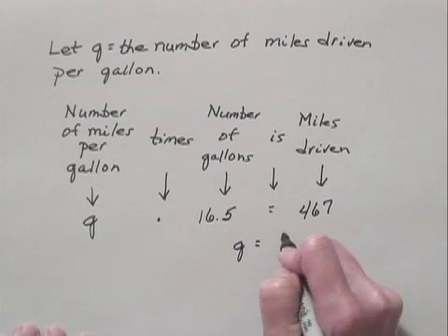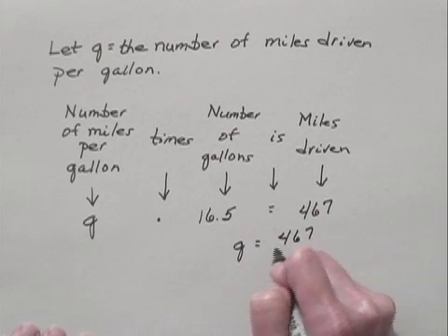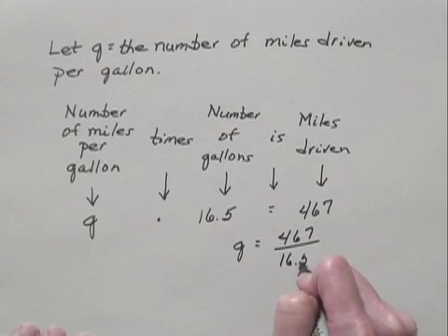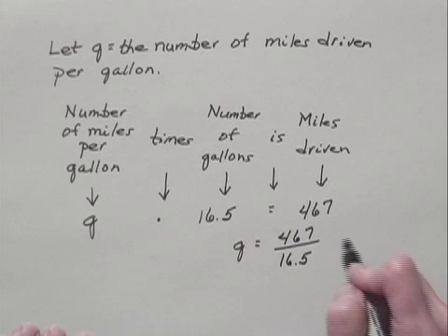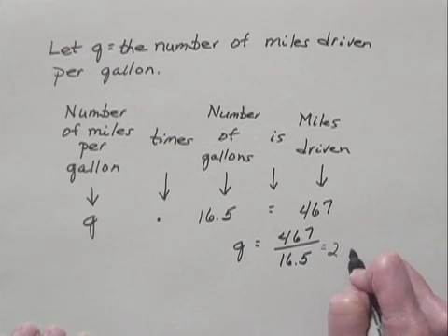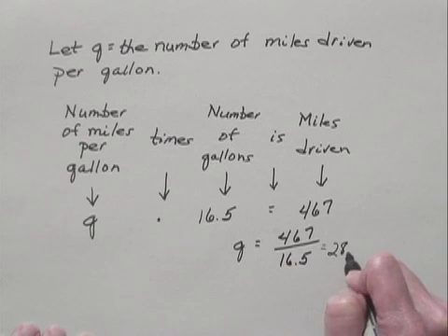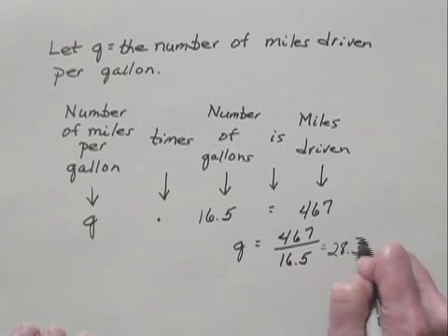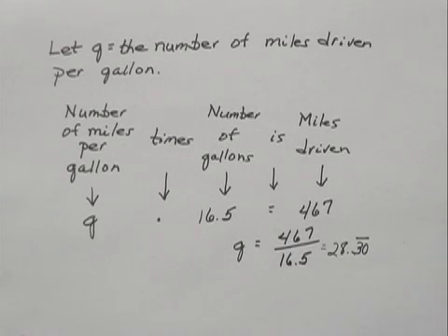So G is equal to 467 divided by 16.5, and when we do that division, we get 28.30, where the 30 is a repeating decimal part of that number, and we were asked to round to the nearest tenth, so we would say that G is approximately equal to 28.3.